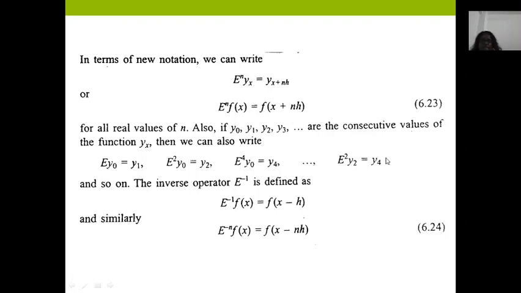In the inverse or reverse direction, the operator is termed as E raised to minus 1. If it is E raised to minus 1, it will give you the value one step behind. So E raised to minus 1 f of x gives you f of x minus h. So E raised to minus n f of x will give you the value f of x minus nh. I hope you understood, forward and backward direction of shifting, one by one, that's all. So this is the fourth finite difference operator, that is the shift operator.